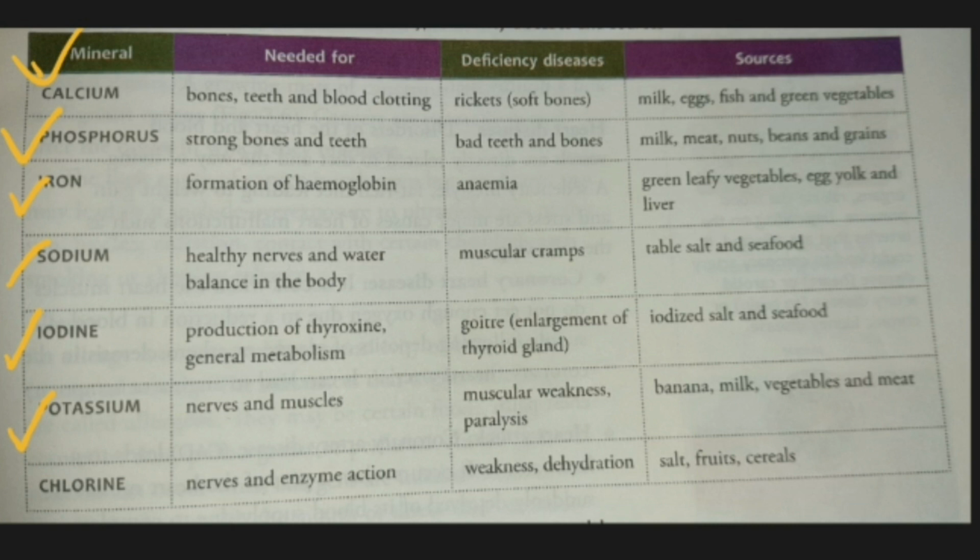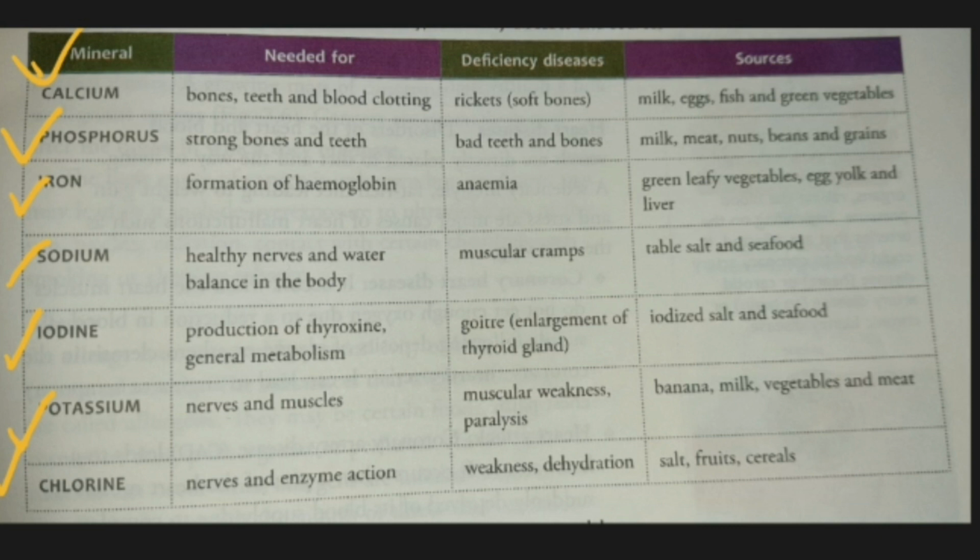The next and the last mineral for this chart is chlorine. It is a very common thing. We can get it from our normal table salt as well as fruits and cereals. It is needed for the nerves and enzyme reactions, and due to the deficiency of chlorine, weakness and dehydration can be seen.